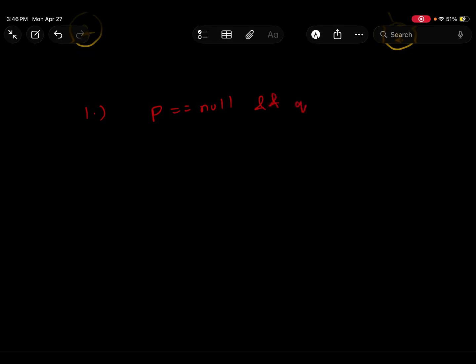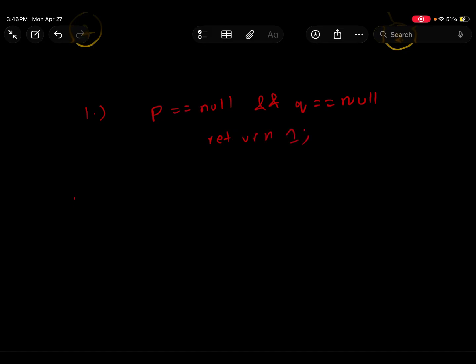and Q is null. You guys tell me what does this mean? Oh, I can't hear you, but think of it in your head. If P is null and Q is null, that means both of the pointers are null, right? So if they're both null, that means they're both the same. So I can return the value of 1 back to the function, right?